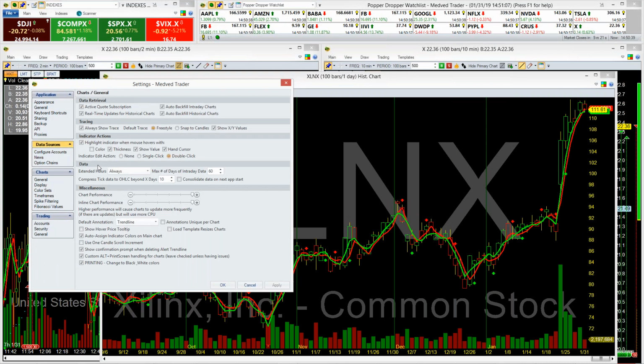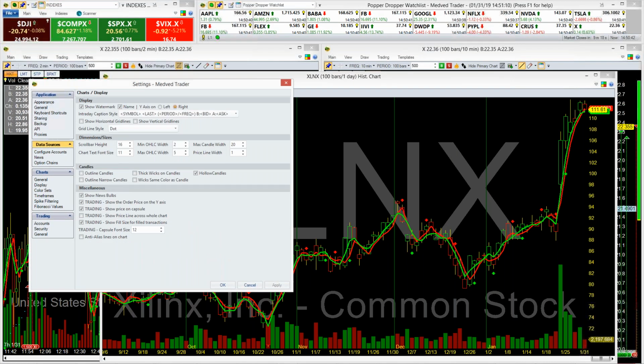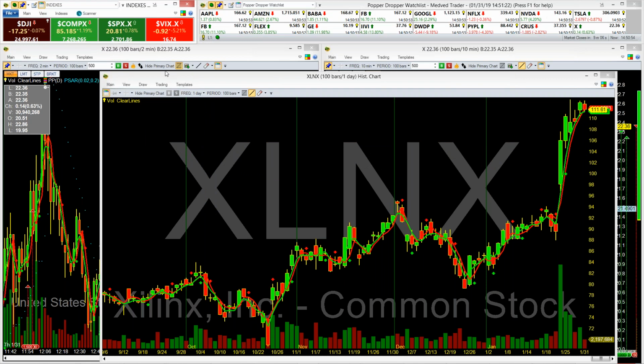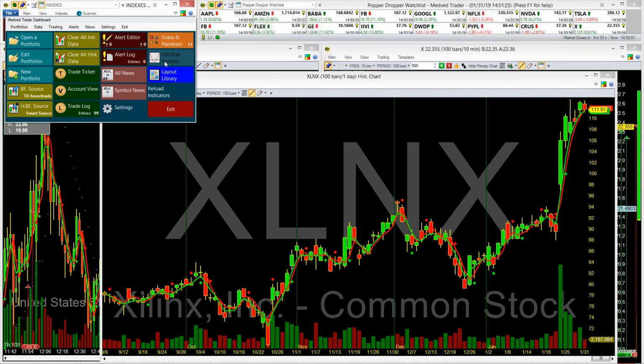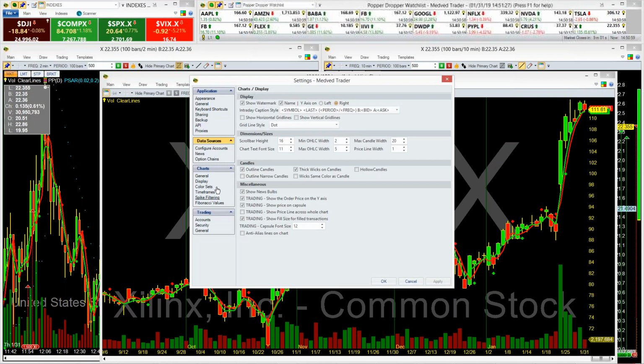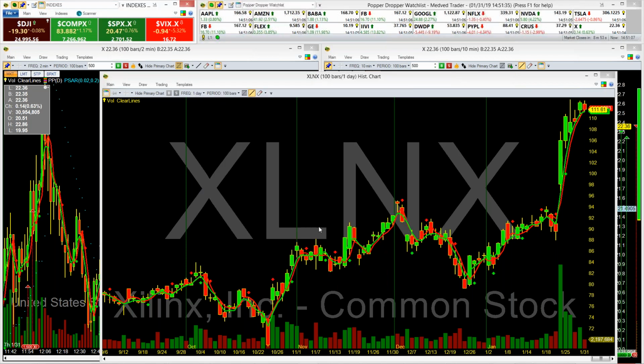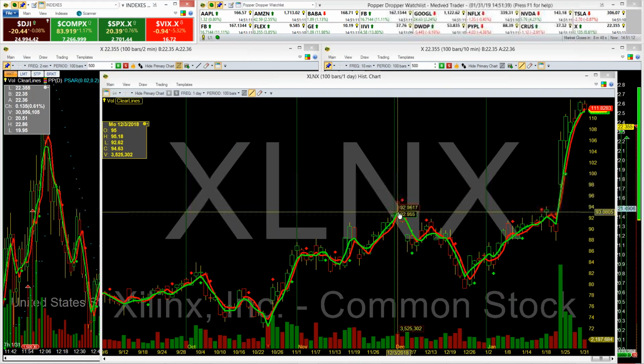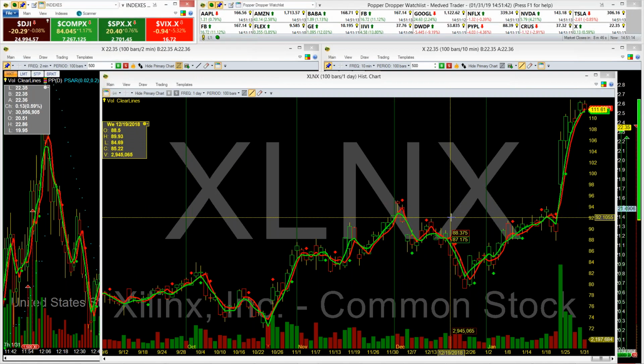I can change the type of candle, right? I just prefer a hollow candle. It makes seeing my lines a lot easier. Makes the chart cleaner. But yeah, these are standard price candles.